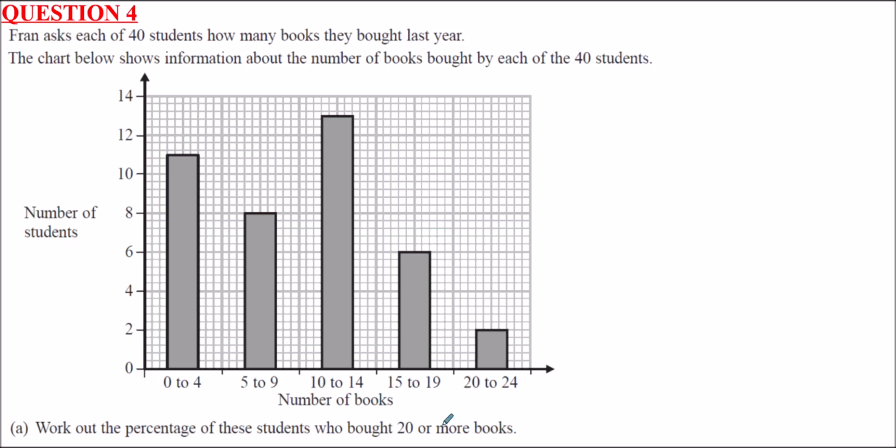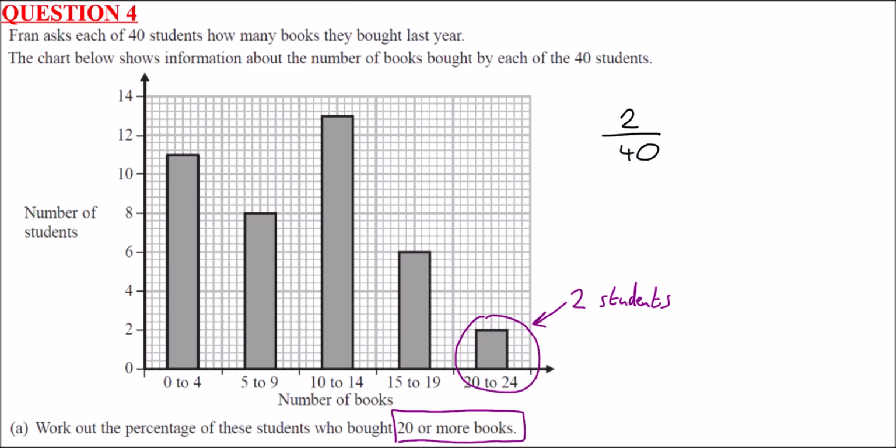So 20 or more. Well, 20 or more is just these folks here. These folks we can see represent 2 people. The height of this bar is 2, so that's just 2 students. So for the percentage of students who bought 20 or more books, well, 2 students out of 40, because remember there's 40 students, so as a fraction, 2 out of 40 bought 20 or more books.